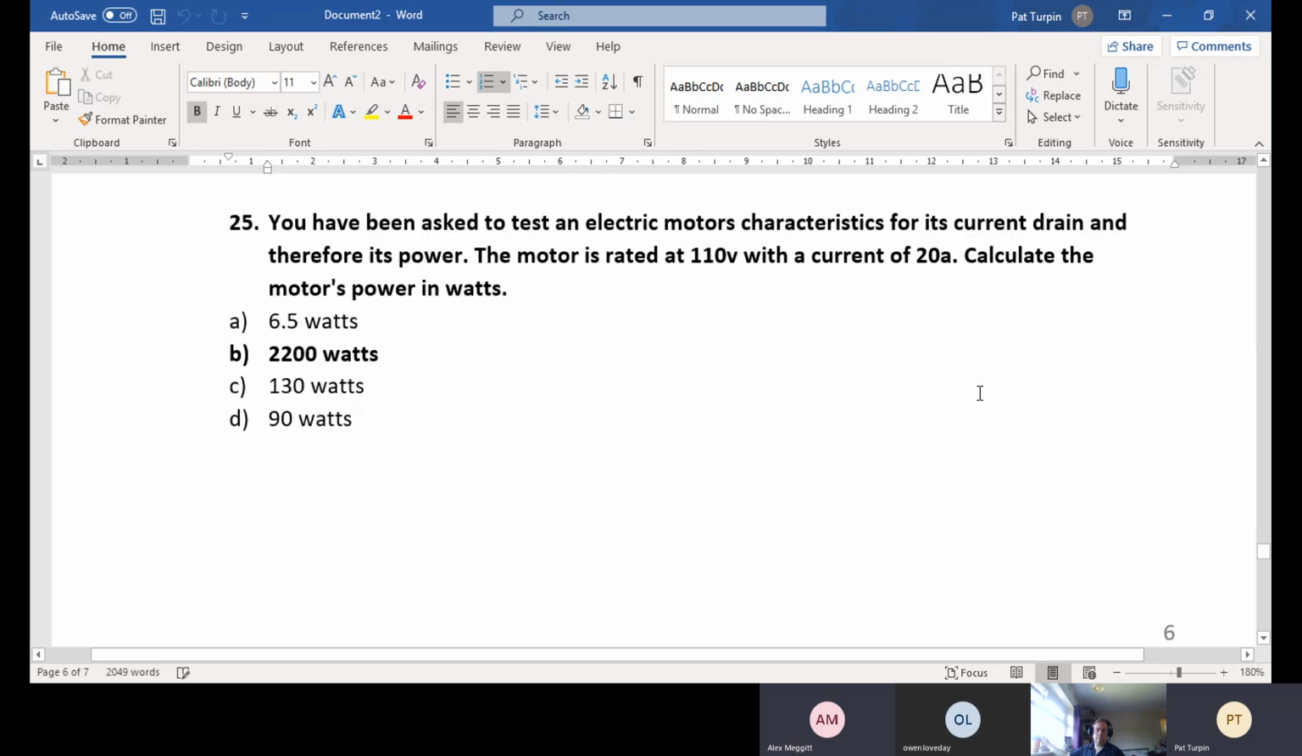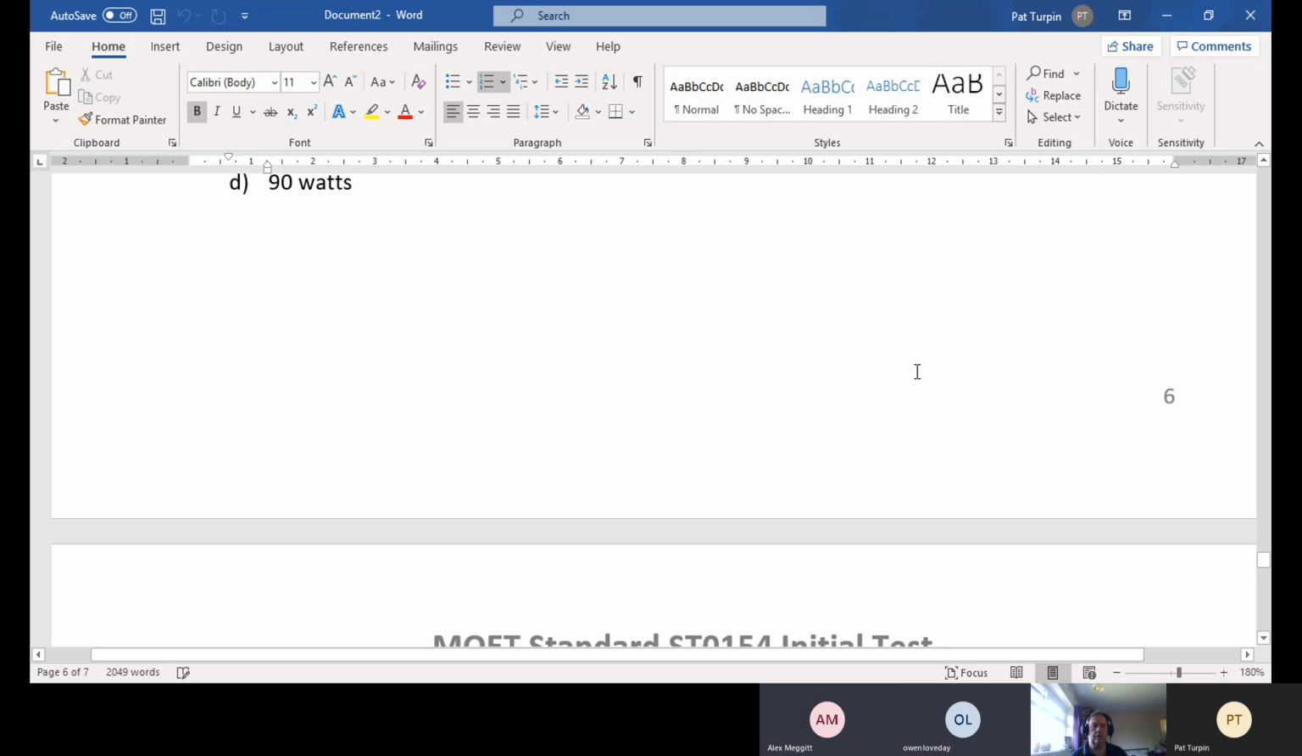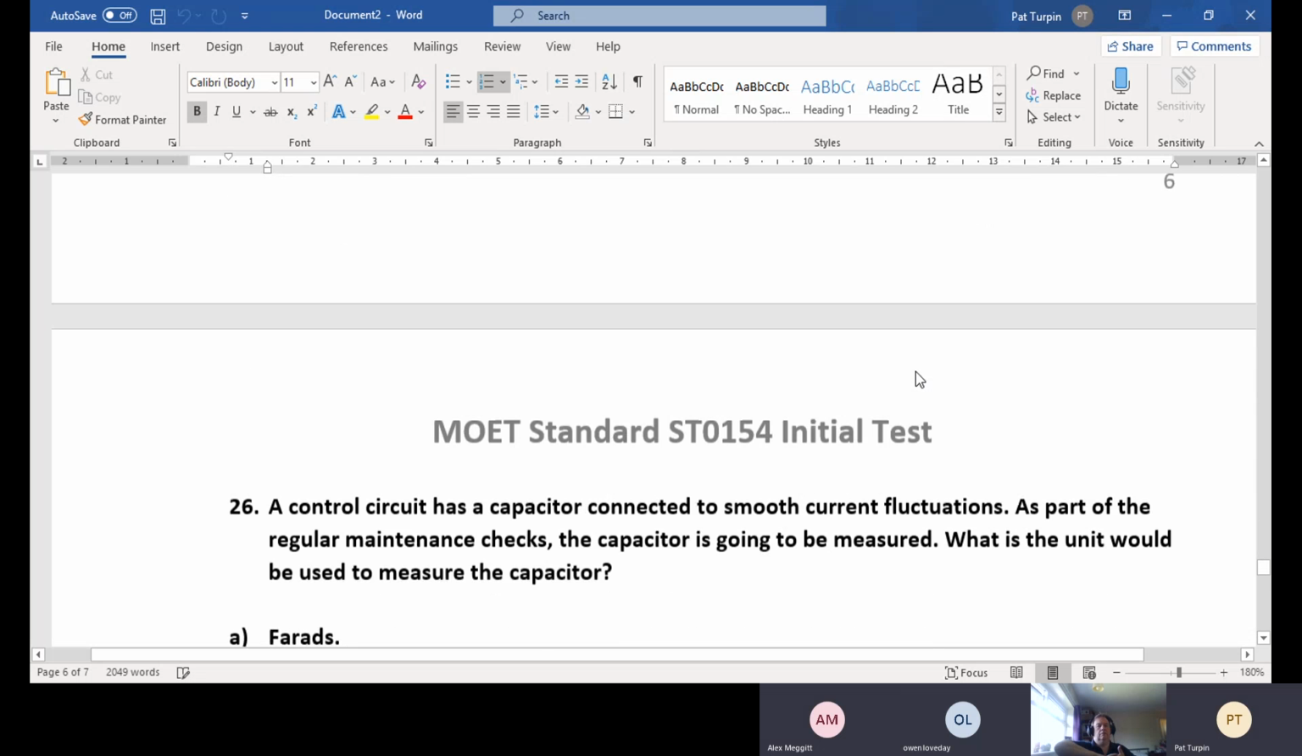Okay. Sparky question. You've been asked to test electric motors, characteristics for its current drain and therefore its power. The motor is rated 110 with a current of 20. Calculate the motor's power in watts. Well, what did you do? You times it. There you go. You know all about that, Owen? Yeah, I do now. Must say Ian talked about it. Oh, well, I know Ian covered it off, didn't he? So, good up.